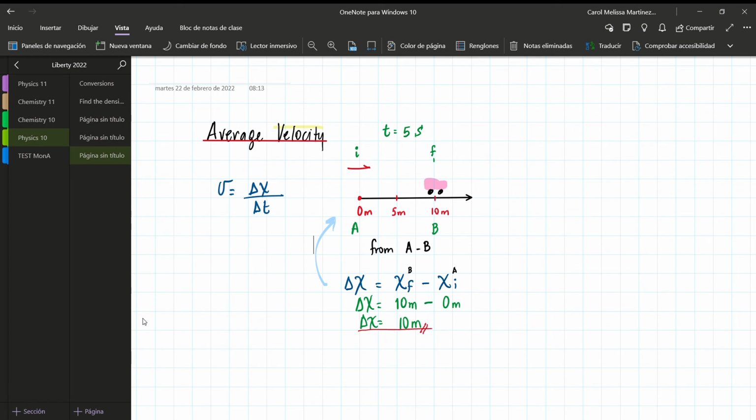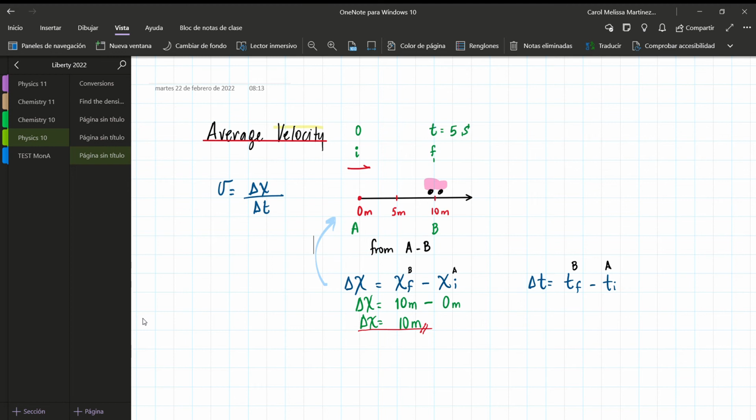We can do the same process, but now for the time. For the change in time, we're going to be doing the same. Final time minus initial time. You're going to consider the 2 points. The final point, that in this case is B, and the initial point that was A. Okay? So, initially, at 0 meters, my time was also 0. But after I reached the final position, I got a final time of 5 seconds.